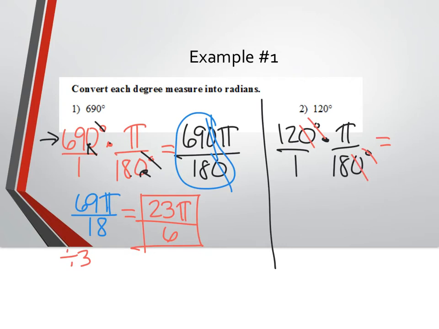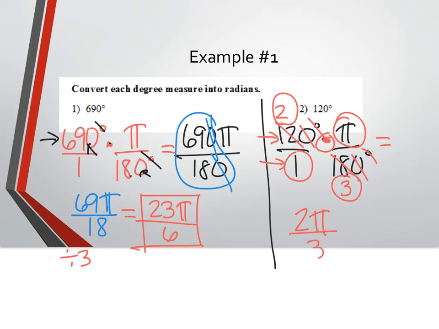I'm going to go ahead and ditch the zeros. And I'm also going to go ahead and say, hey, I've now got 12 and 18. 6 goes into both of those. 6 goes into 12 twice. 6 goes into 18 3 times. Now multiply straight across the top. I now have a 2 times pi on the top. And on the bottom, 1 times 3. 2/3 pi or 2π over 3. That's the final answer.